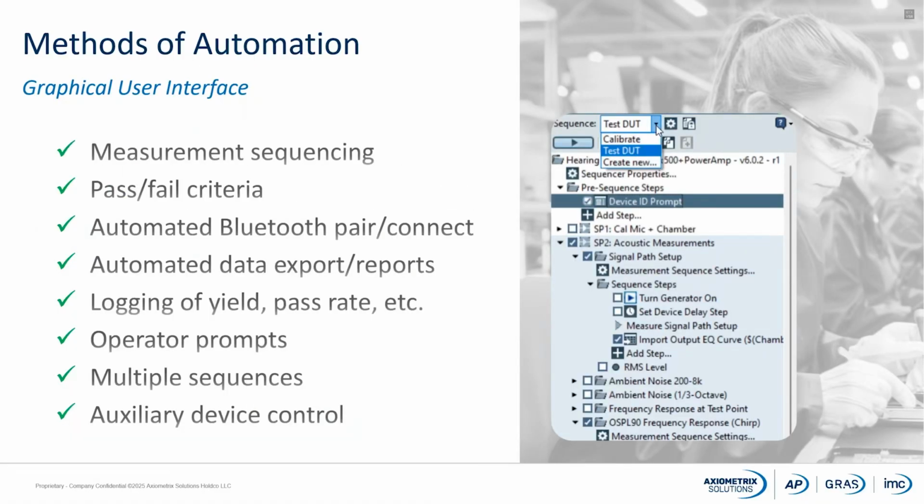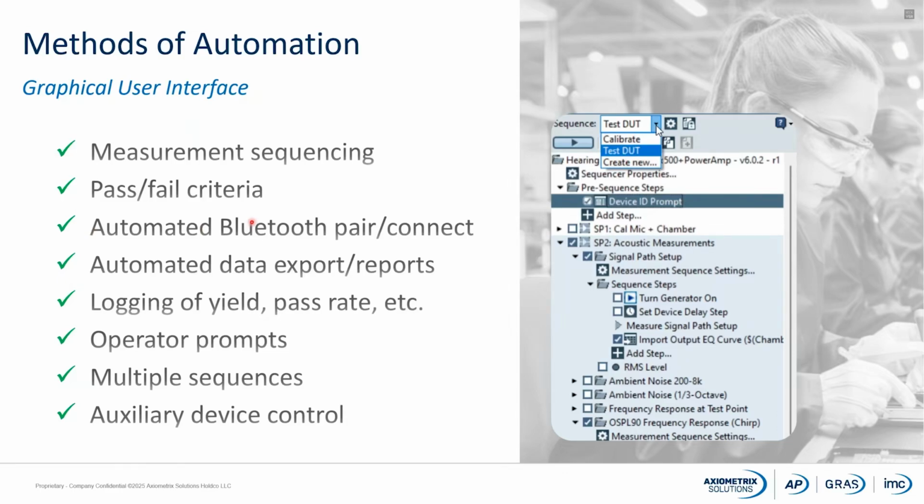Inside of the graphical user interface, you have actually quite a long list of features that you can use related to test automation. So I've listed some of them here. You have the ability to sequence any number of measurements together for one-click execution. And then you can apply pass-fail criteria, what we refer to as upper and lower limits, on any of the graphs in your sequence.